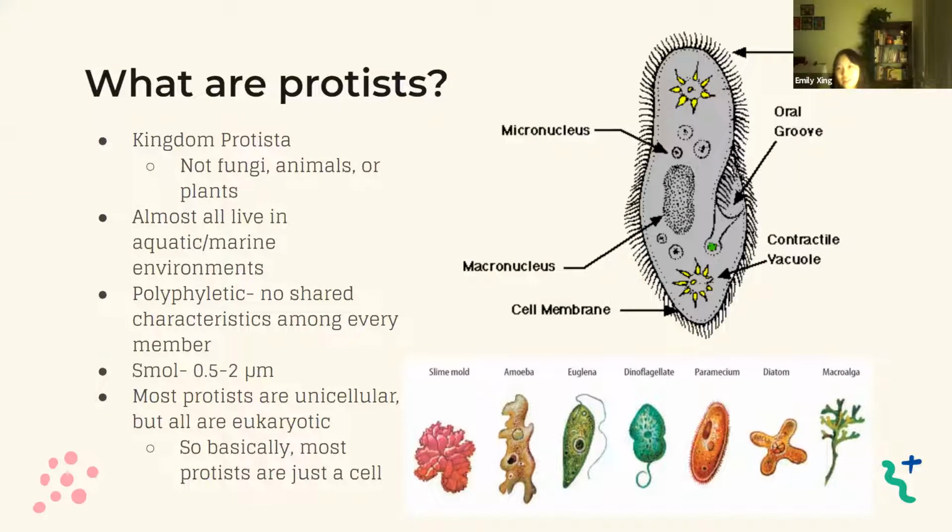So we go over the actual parts on the next slide. But looking at the diagram on the top right, these are just a couple of the features that help protists still get nutrients. And you also see a bunch of different types of protists in the bottom right. So there are slime molds, amoeba, and the famous protist, euglena.